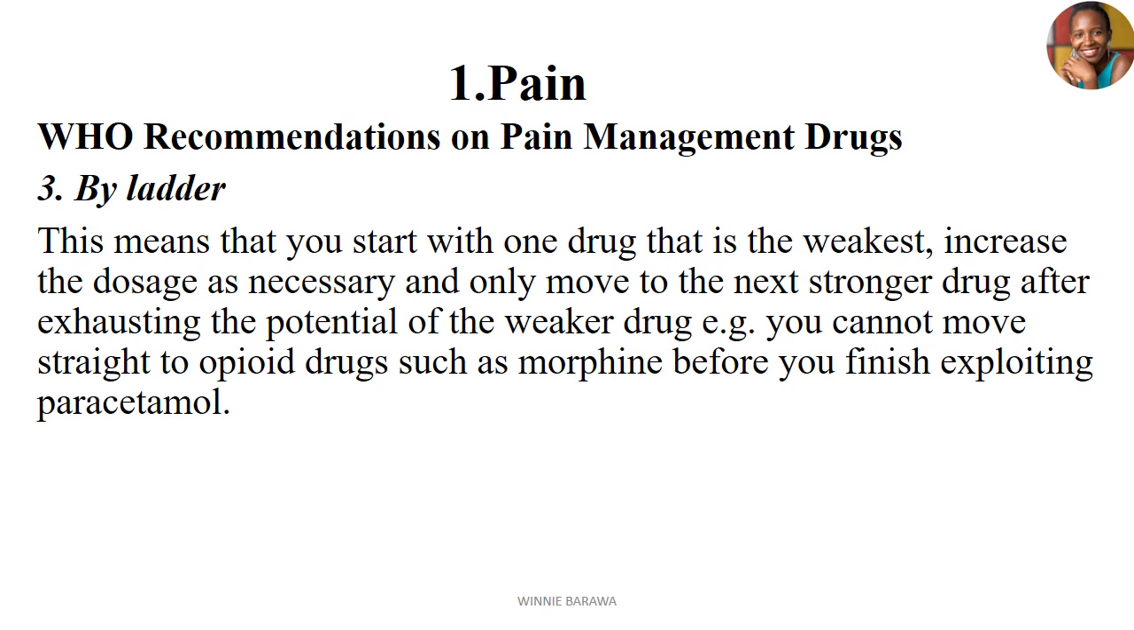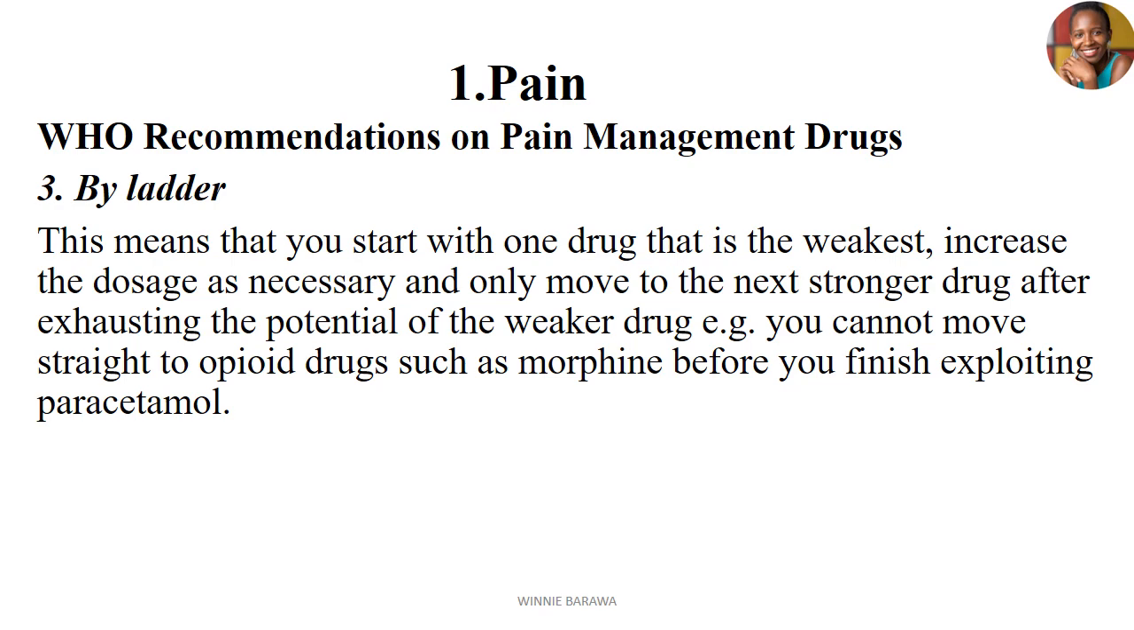The third guideline by the WHO on pain management is that the pain management drug should be given by ladder. By ladder here we mean that you must start with one drug which is the weakest, and then you should increase the dose as necessary. And only should you move to the next stronger drug after exhausting the full potential of the weaker drug. For example, you cannot move straight to opioid drugs such as morphine before you finish exploiting paracetamol. So those are the three principles: by mouth, by ladder, and by clock.